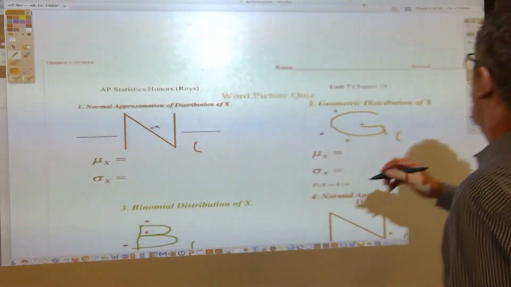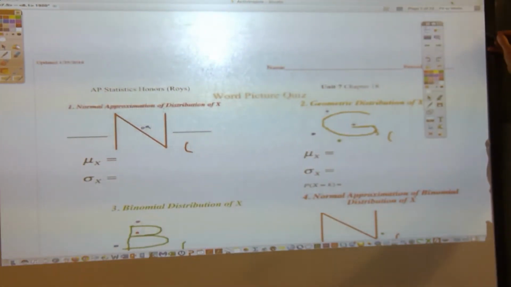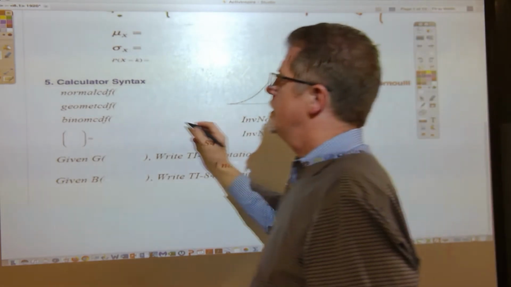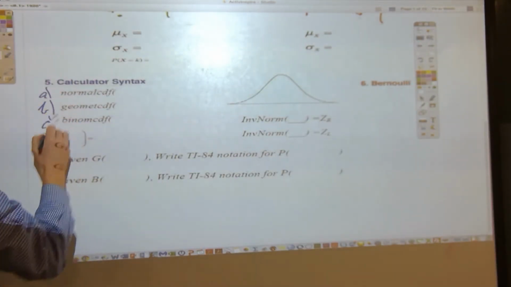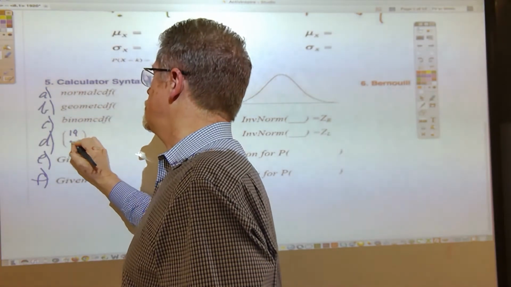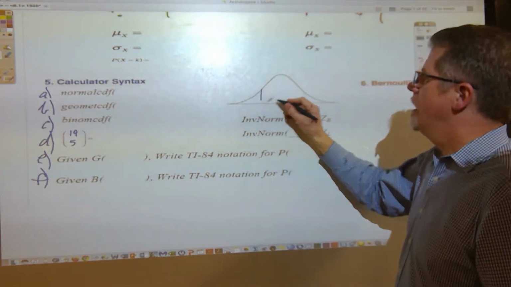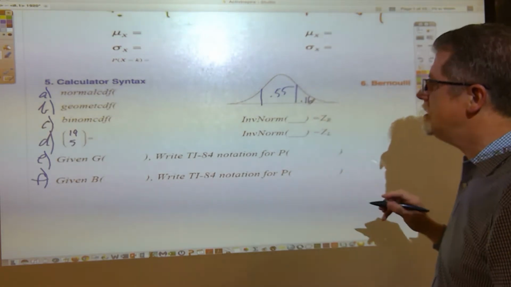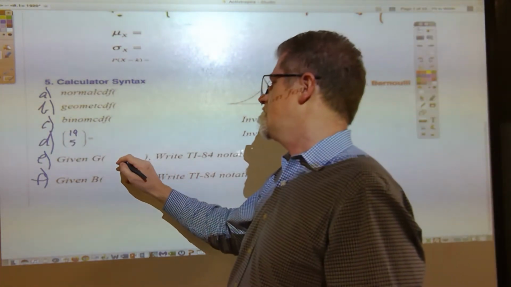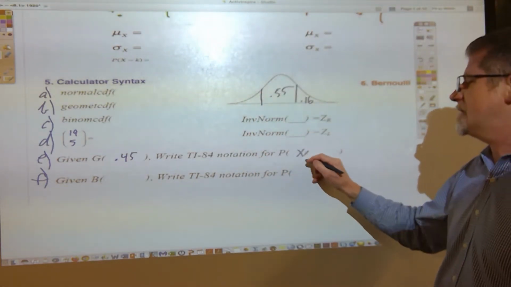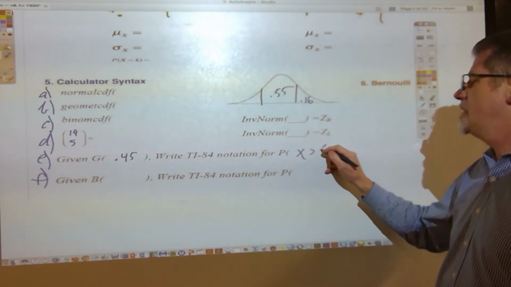So here we go. On your word picture quiz, just to make this fresh, down to problem 5, please fill in A, B, C, D, E, F. We're going to put a 19, choose 5 here. Break this up into 3 sections. We're going to go 0.55 and 0.16 for that part. This will be given G of 0.45, probability of success of 0.45. Find the probability that X is greater than 11.